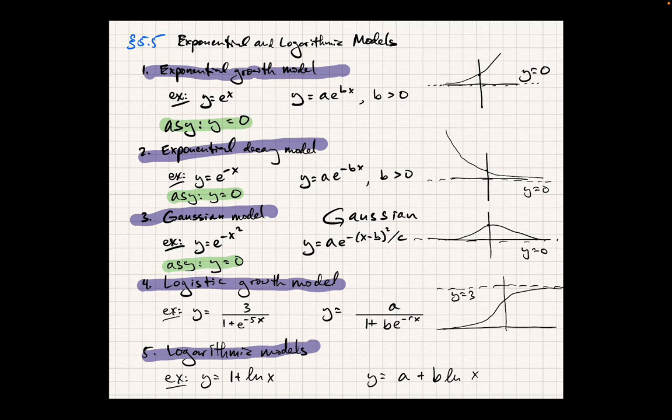Oops, that's a 0. And then there's 2 of them. Yeah. y equals 0 and y equals 3.